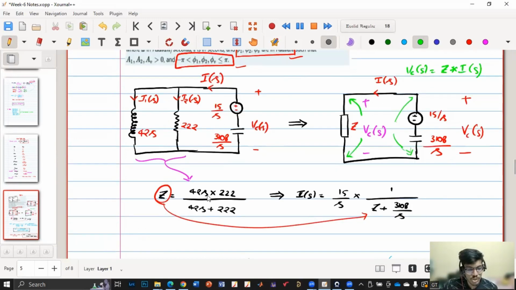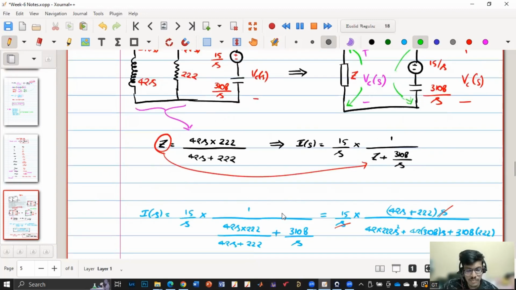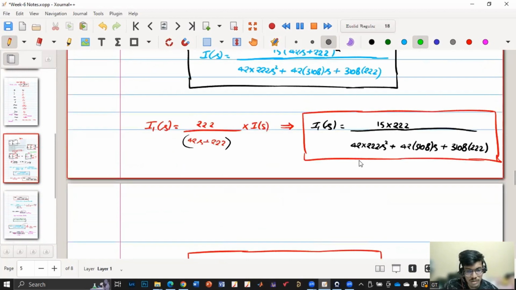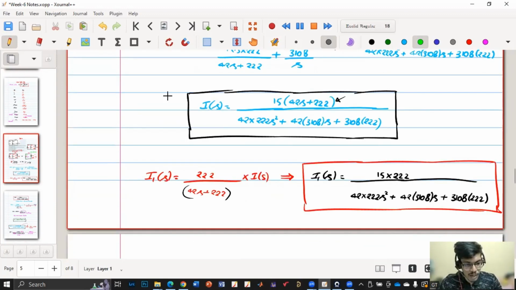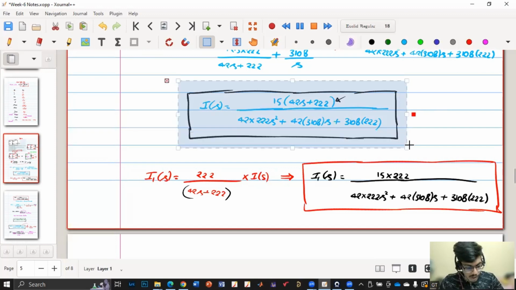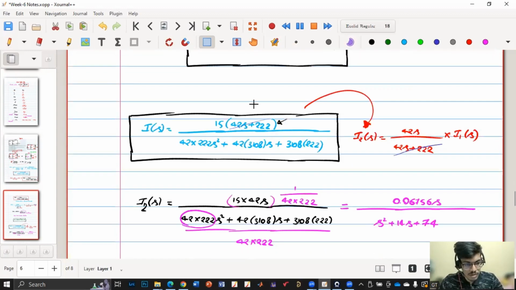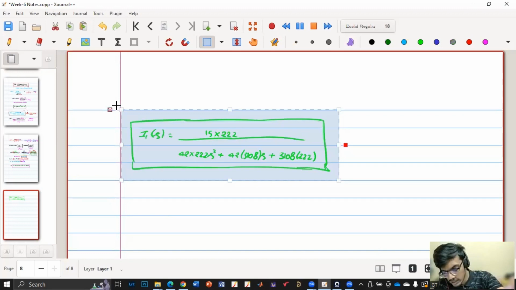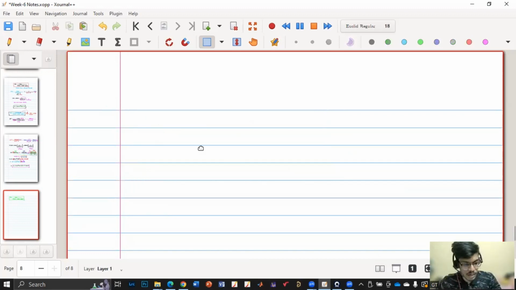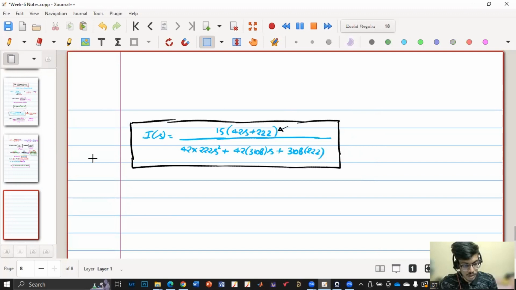Right. So I know Z. Z is 42S into triple two by 42S plus triple two. So I have to multiply this Z term into the obtained I of S term. I think I previously copied I1 of S, so let me just copy I of S. Were you able to understand now, Neeraj? Yes, sir. Okay. So by mistake, I have copied I1 of S. So let us delete this and then paste I of S. Okay. So now we have the I of S term.